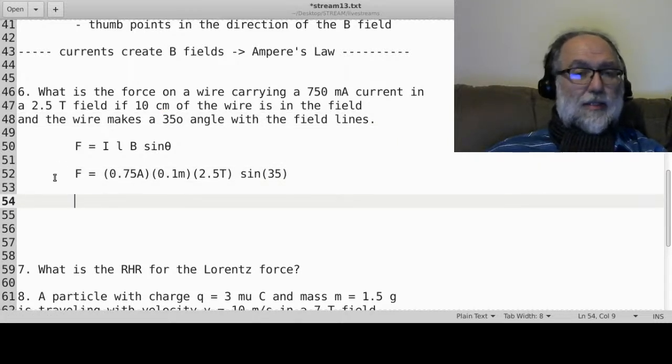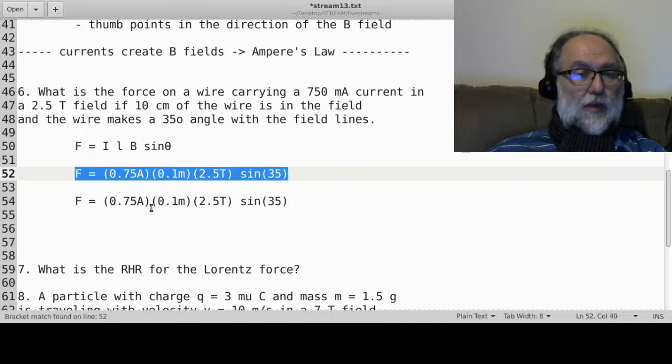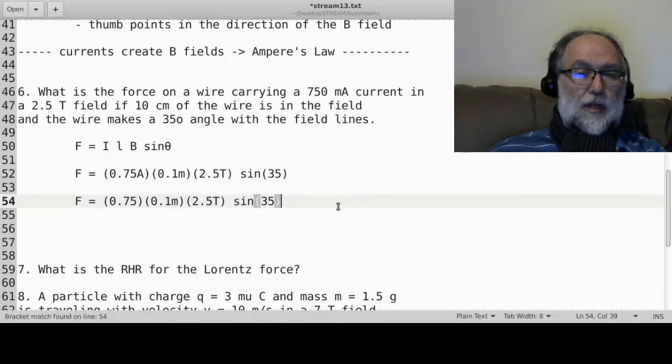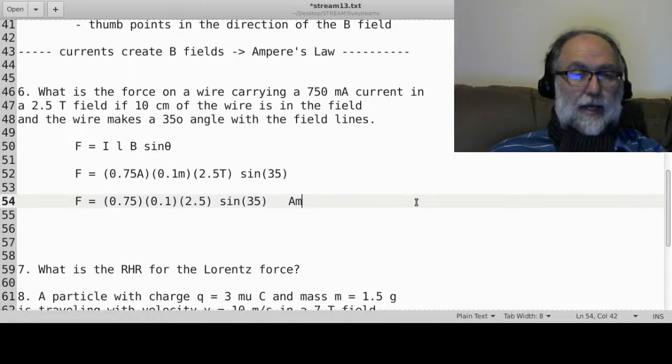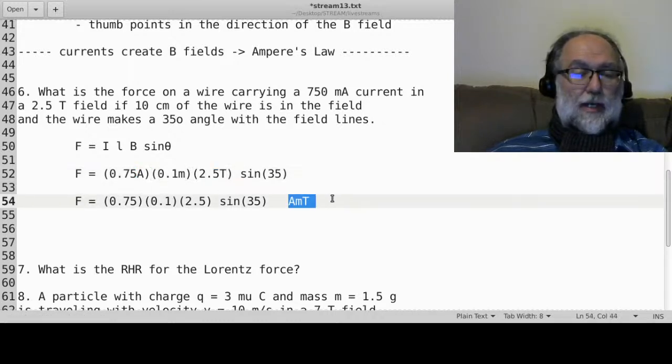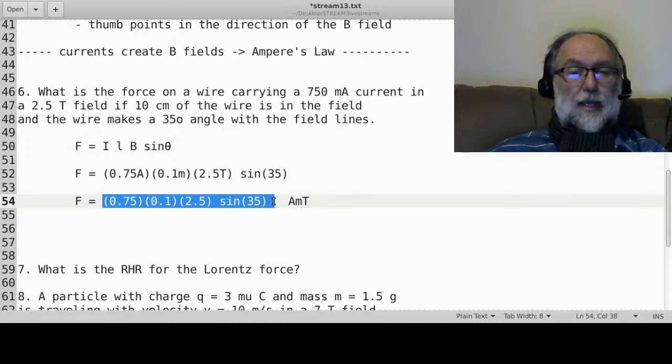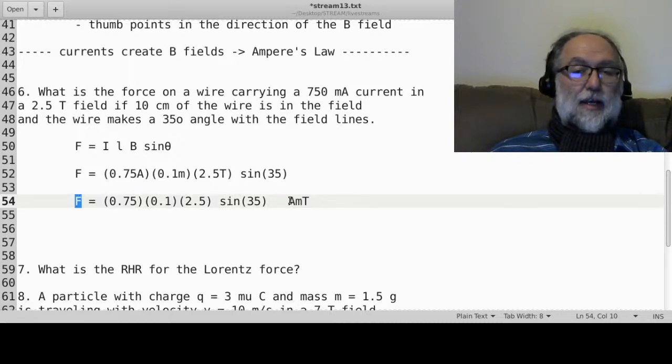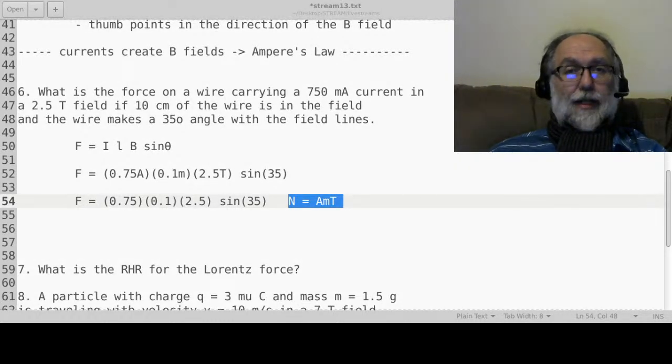Now let me isolate the units for you. Let me bring out an amp out here, and then there was a meter there, so let's put that meter out here, and this Tesla here, I'm going to put that Tesla out there. So those are the units: amp, meter, Tesla. You might say, well, why did you do that? Because that's the units on the right hand side, and what are the units on the left hand side? A Newton.